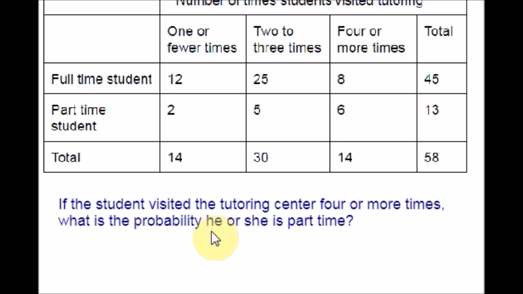Okay, for this question, we are only looking at the students who visited the tutoring center 4 or more times. So instead of concentrating on the row, you have to work with this column, 4 or more times. Particularly the students who attend the college part-time, 6. So 6 over 14. The same probability formula, total number of favorable outcomes over total number of all possible outcomes. The thing is, you have to identify the question carefully. Identify what is to be found and what is already given.